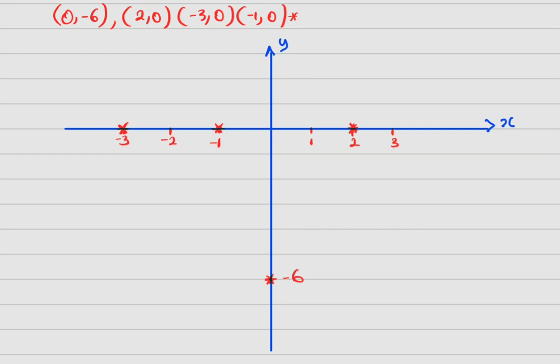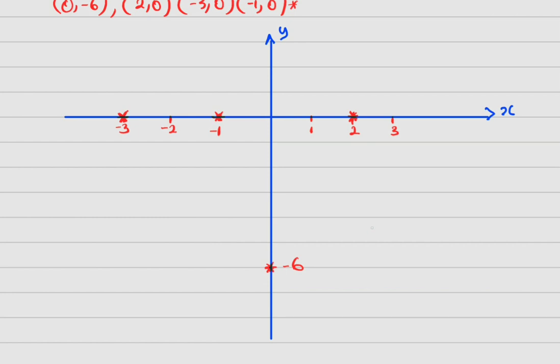So now I have to sketch the curve. I'm going to start from this minus 3. From this minus 3, you can ask yourself: does the curve move upward to this side, or does it move downward like this? We don't know. So this is what you need to do to know where the curve moves. You check between minus 3 and minus 1. You have minus 2. So go and check.